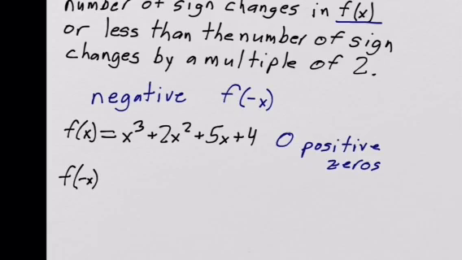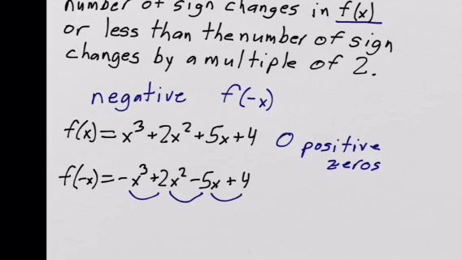Now, I could go ahead and plug in f of negative x, which turns out to equal negative x cubed plus 2x squared minus 5x plus 4. Well, now, we have a sign change here, we have a sign change here, we have a sign change here, so there are 3 or 1 negative zeros.